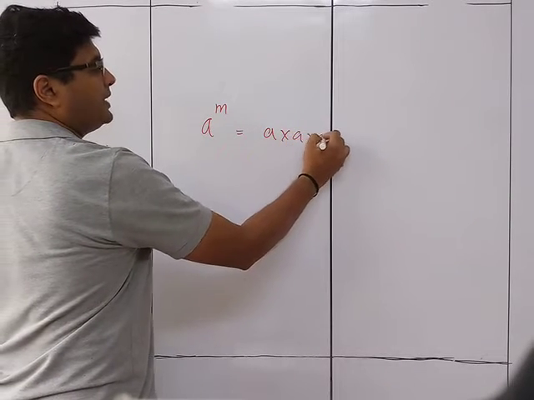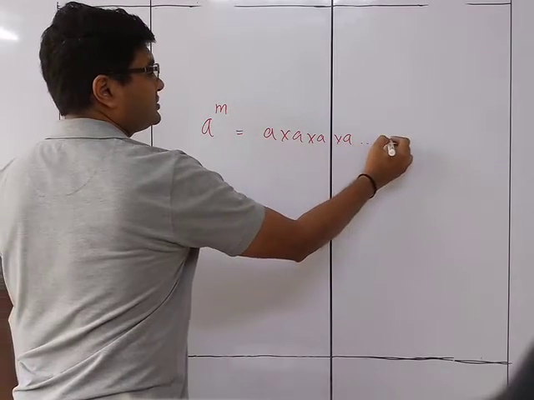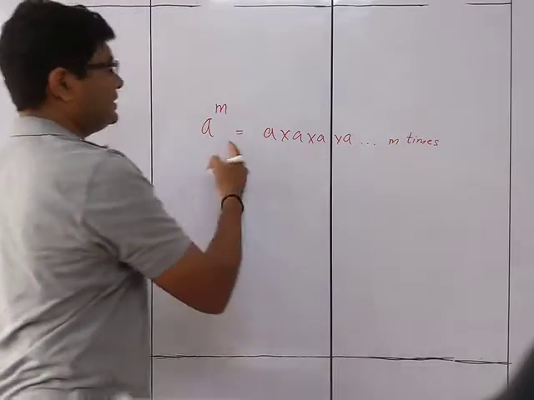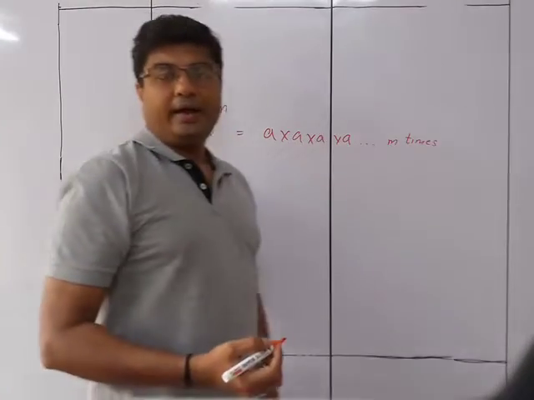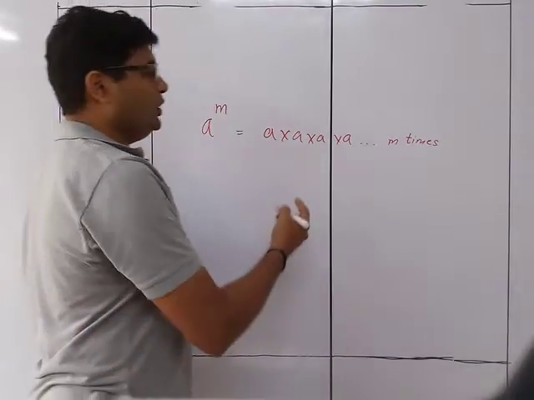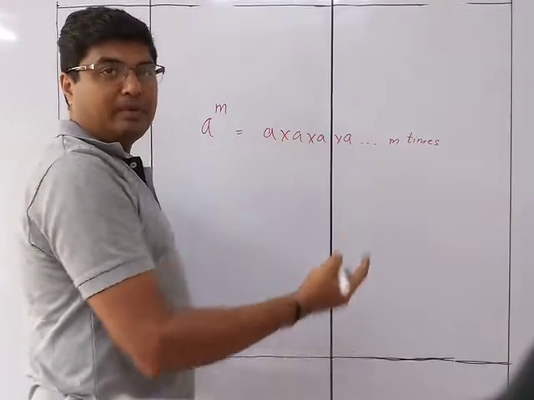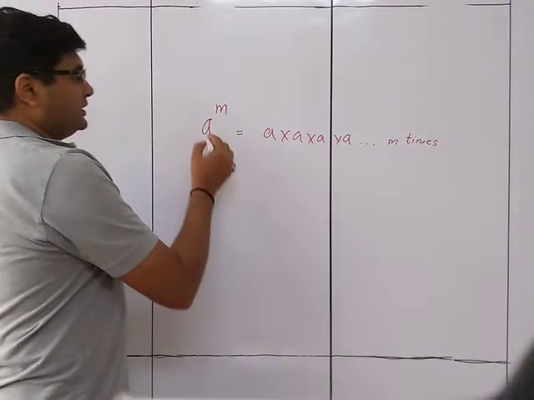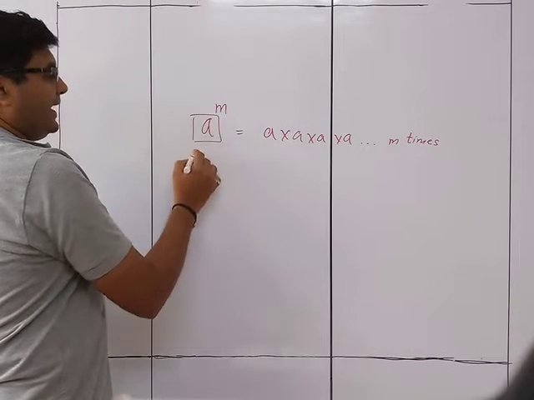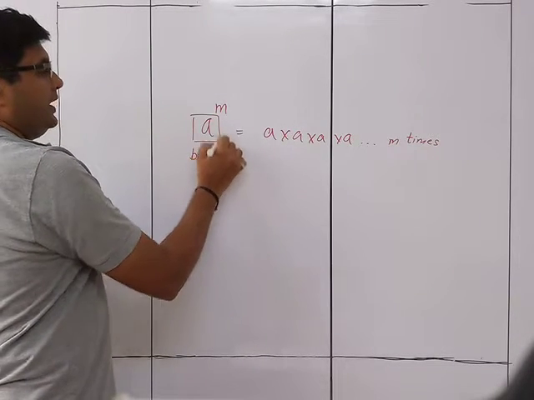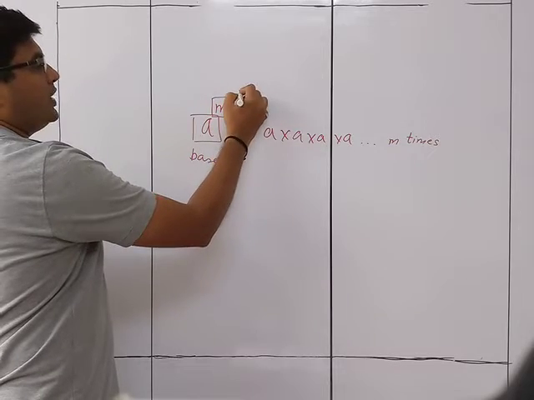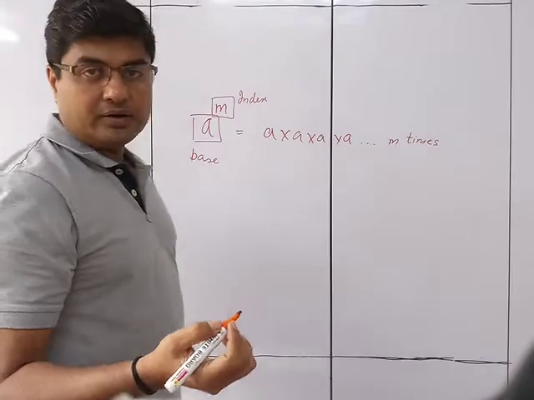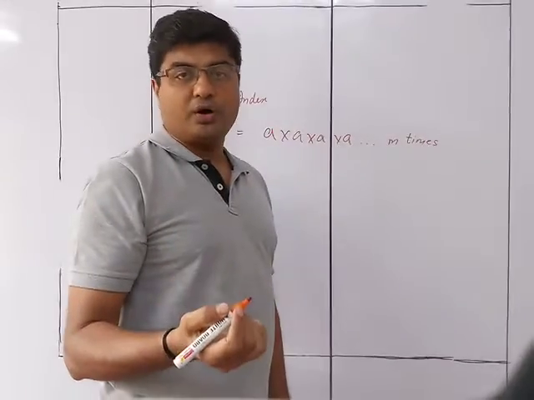a is being multiplied m times. So this is just the meaning of a raised to m. So a raised to m is a into a into a into a, m number of times. Now over here, this is called the base, and this over here is called the index or exponent or raised to the power of.